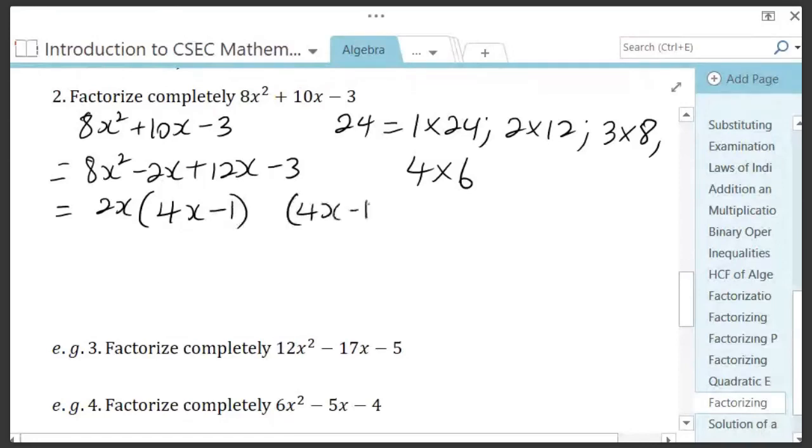4x minus 1. 12x divided by 4x will give me here positive 3. Positive 3 multiplied by minus 1 here will give minus 3. So that works out nicely. So 4x minus 1, 2x plus 3. Okay? Please let me know if the working is clear for you all.